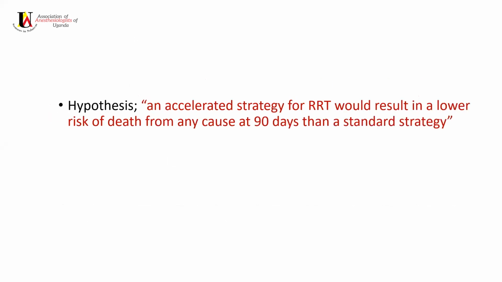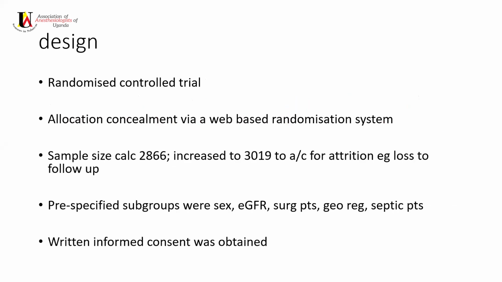So what was their hypothesis? Their hypothesis was an accelerated strategy for renal replacement therapy would result in a lower risk of death from any cause at 90 days than a standard strategy. So it was random, it was an RCT. They did allocation concealment using a web-based randomization system.